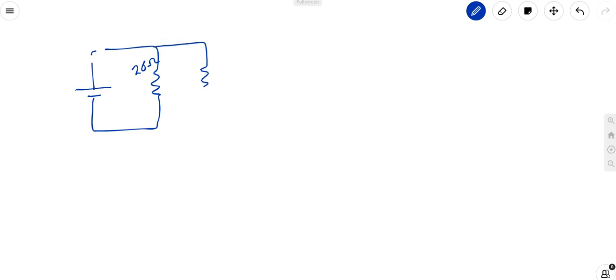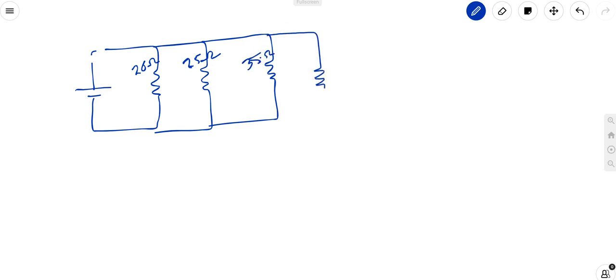Alright, so the first thing we need to do is sketch out the circuit. So we have a battery source connected to 4 resistors that are in parallel. The first resistor has a resistance of 20 ohms. The second one has a resistance of 25 ohms. The third one has a resistance that we found in part A of 35 ohms. And the last one has a resistance of 50 ohms.